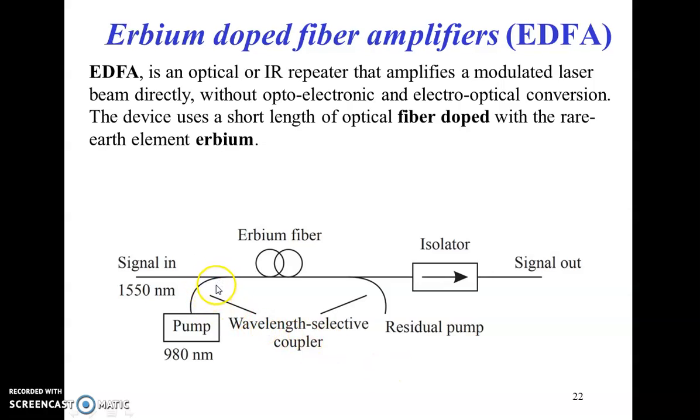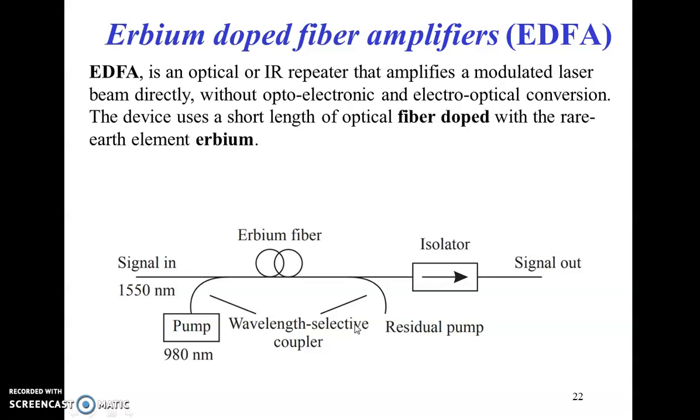At this end we are using the couplers. These are the components used for coupling purposes in fiber optics. And here the erbium fiber is used for the purpose of amplification. In order to combine the output of the pump laser with the input signal, the doped fiber is processed by wavelength selective couplers. Here these couplers are used.